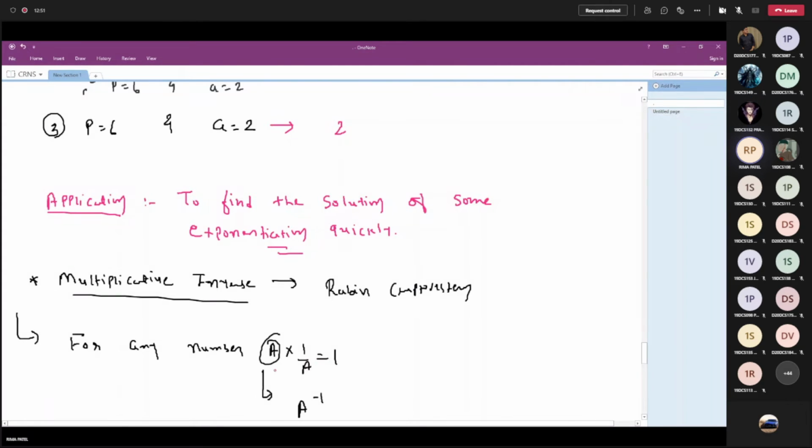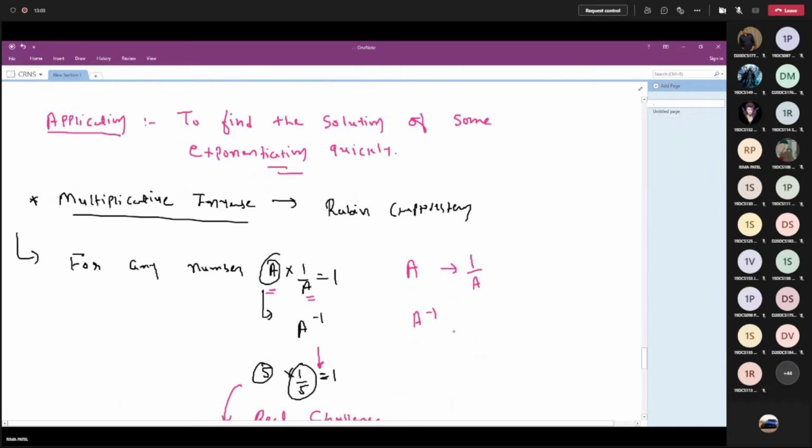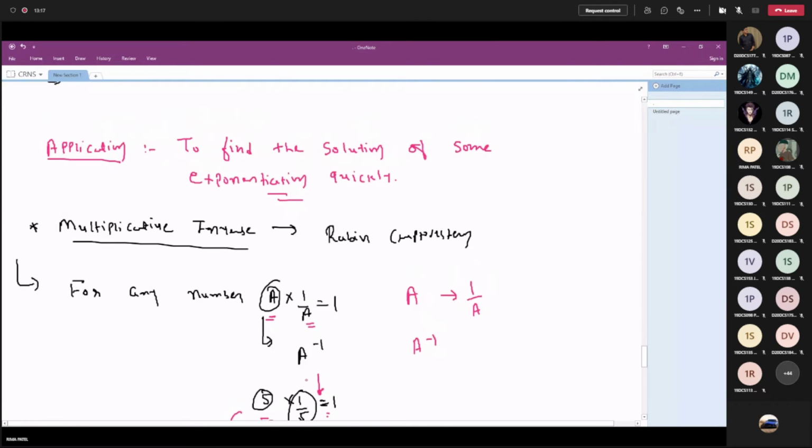See, if this is your simple number a, for any number a, the multiplicative inverse will be this, or I can write it like this also. Agree? Yes, ma'am. Right? So let us take a equal to 5. So 1 upon 5 is its multiplicative inverse. Now your question is what if we are having modular operations, right?